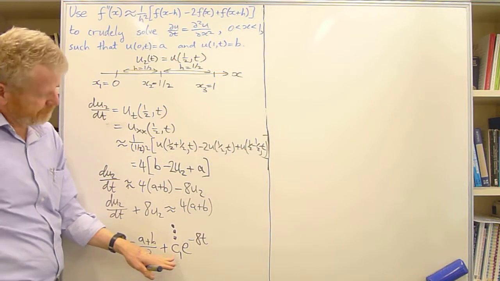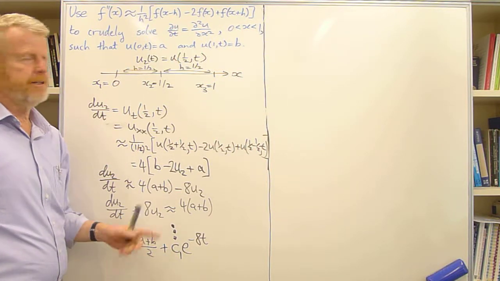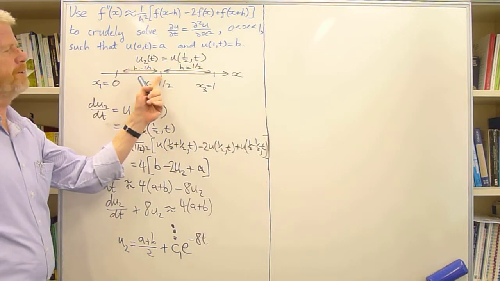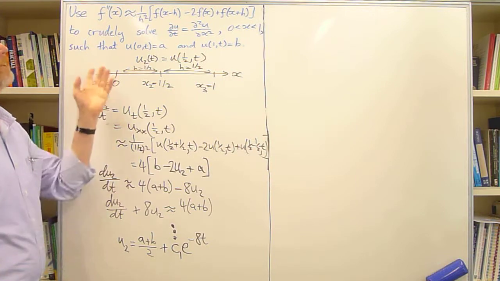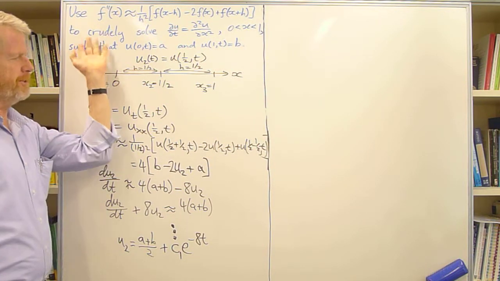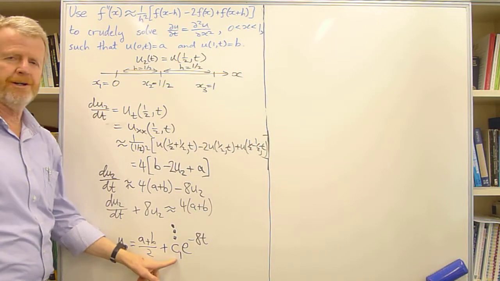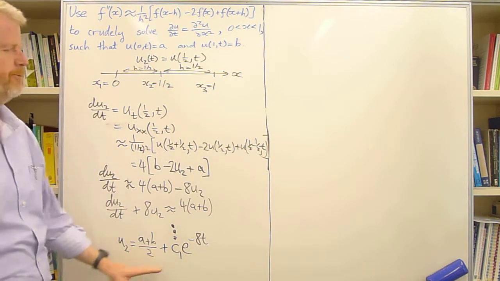Question is, what's this arbitrary constant C1? C1 is determined by the initial value of u at this point, and hence it's determined by an initial condition, which I have not specified up here. But once an initial condition is specified, C1 is found, and this then becomes the solution, the crude solution.